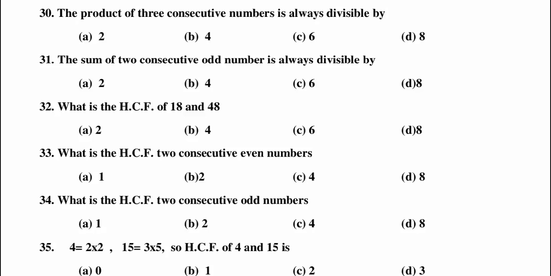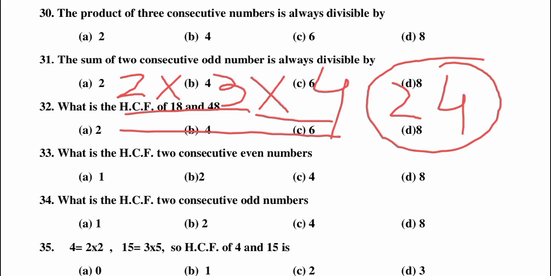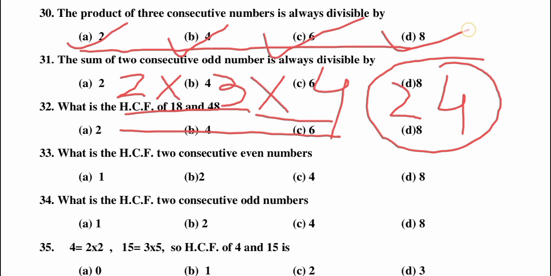The product of 3 consecutive numbers is always divisible by dash. First we take 3 consecutive numbers, then we will check. For example, if I take 2, 3 and 4, 3 consecutive numbers, and multiply them, then 2 threes are 6, 6 fours are 24. So this 24 is divisible by which number from these options? It is divisible by 2, 4 and 6 also, and 8 also. But we need to check further.